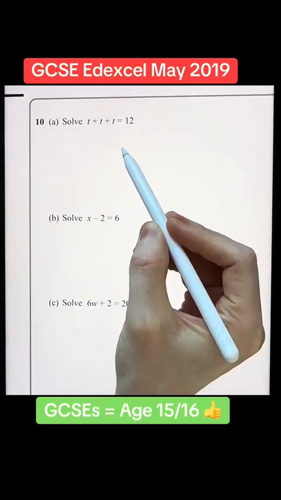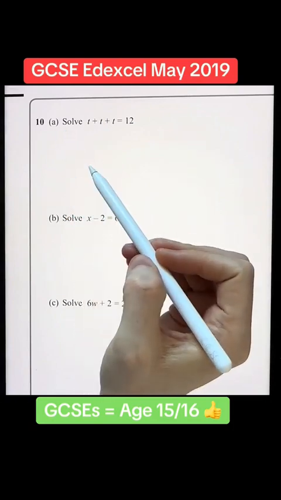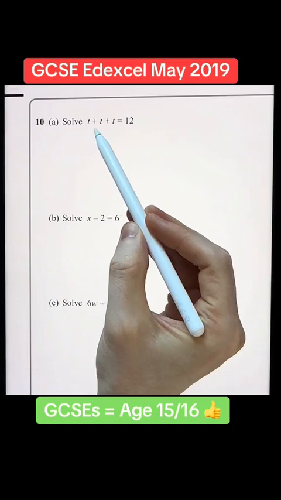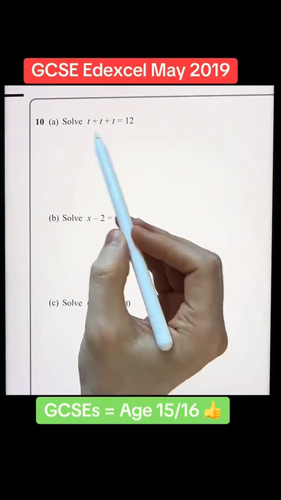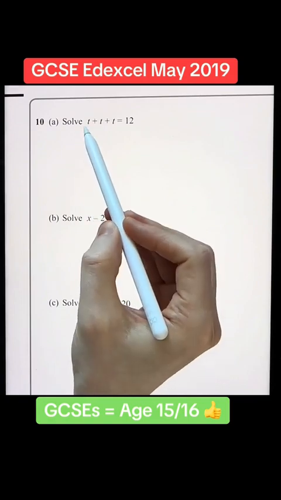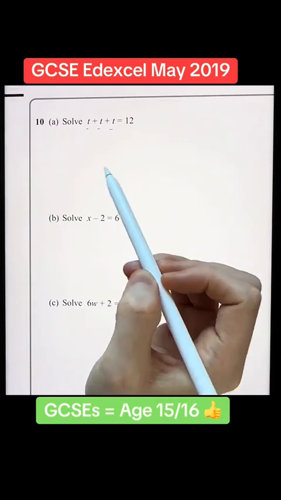Question 10. Solve t plus t plus t equals 12. Well, solve means to work out the numerical value for the letter. In this case, I'm working out the value of t. My first step on the left-hand side is to collect like terms, as they all end in t, therefore they're like terms.